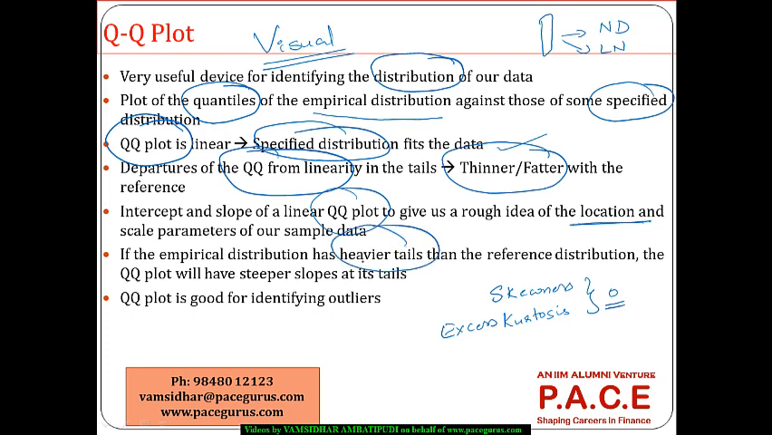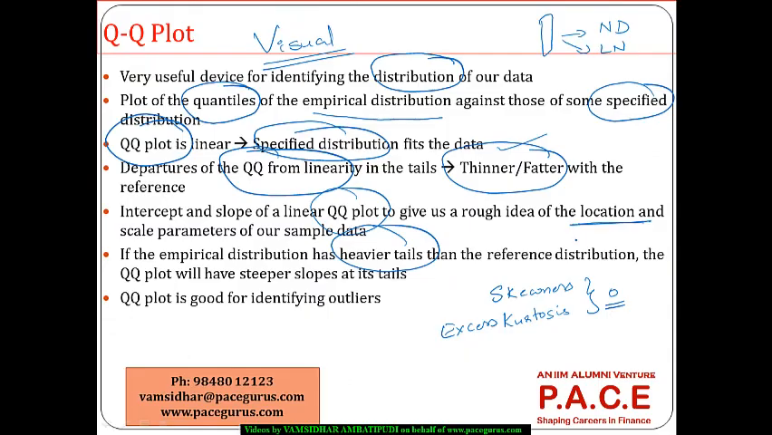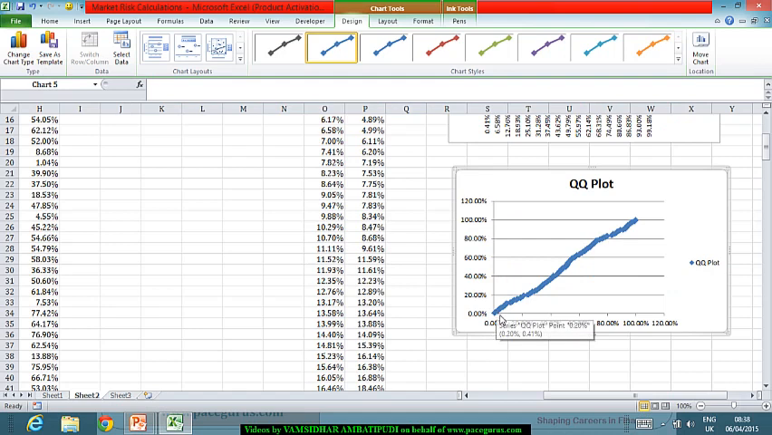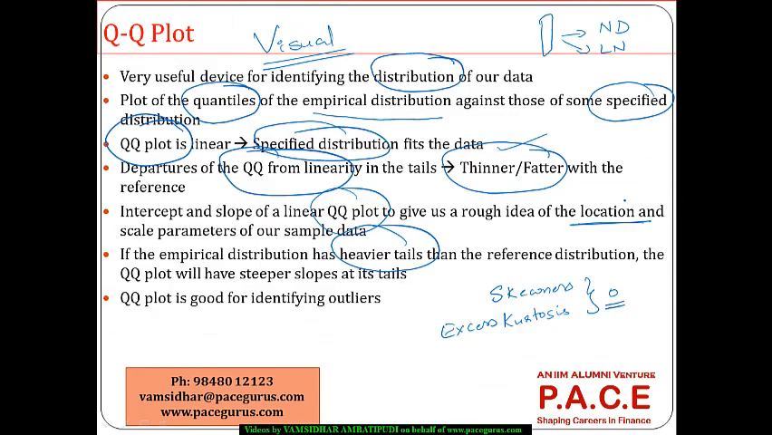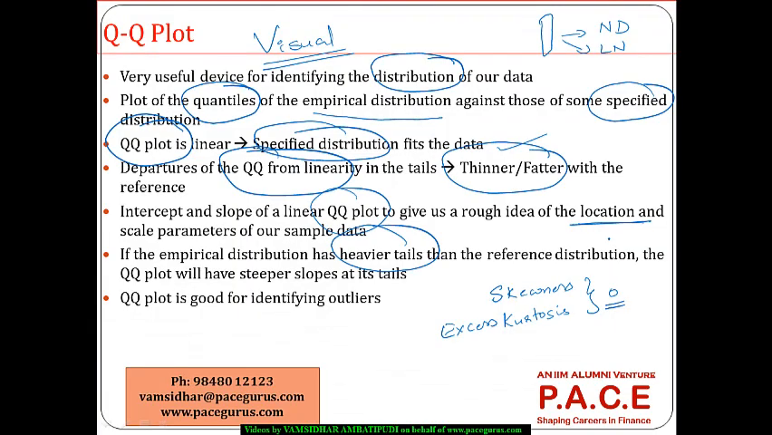And if the empirical distribution has very heavy tails relative to the reference, I can plot a straight line on the same graph for reference purposes. If I see heavier tails, meaning values deviating much higher or lower than the reference, then we are talking of a steeper slope at the tails. Otherwise, the slope is more similar to the reference distribution.